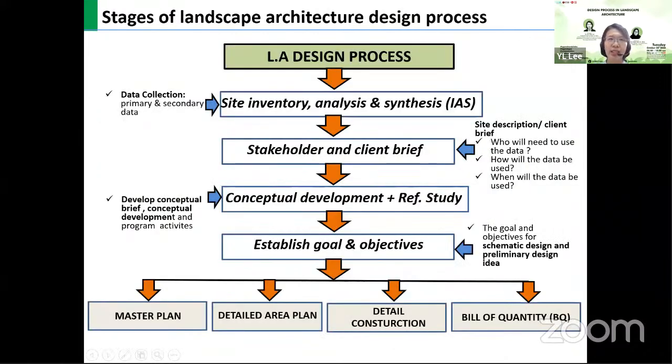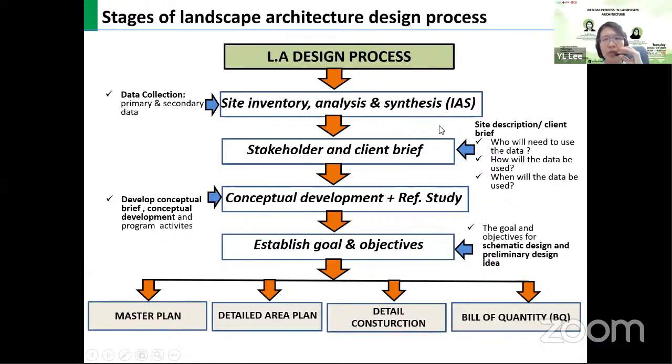Okay, all right. These are the stages of the landscape architecture design process, which I have summarized based on my experience. You can go into much more detail with the framework of the chart, but I tried to simplify it to make it easier for second year students to understand. Beginning with the landscape architecture process, the first thing you have to think of is to conduct a site inventory and analysis, which is basically to collect data. I will discuss more on this later.